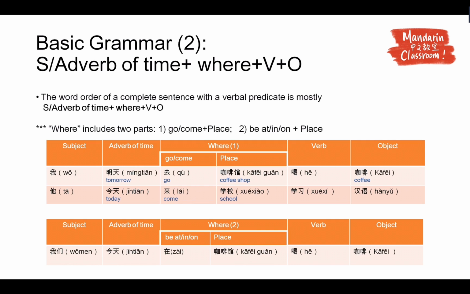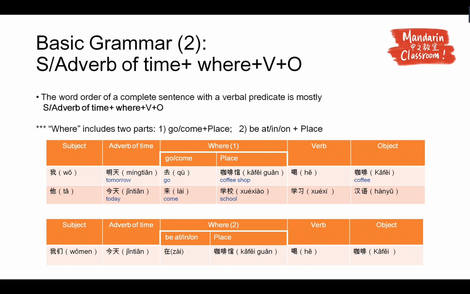And by the way, about language tense, Chinese has no very clear tense, so we usually use time words like today, tomorrow, yesterday to present the tense for declarative sentences. So let's see the second sentence. 他今天来学校学习汉语. What does it mean? It means he came to school to learn Mandarin today. Okay, so that's the first situation of where.